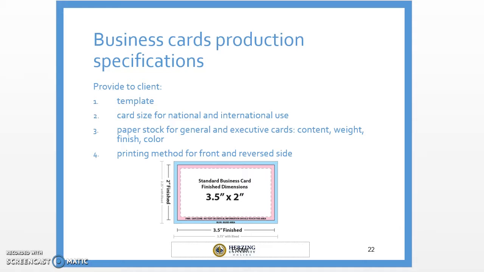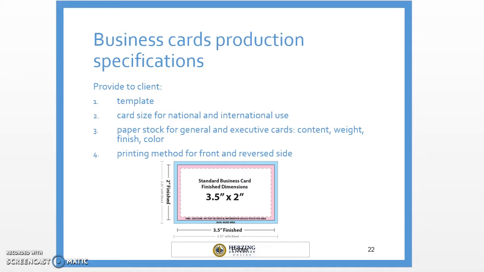Business cards, production specifications. Have a template so that all employees have the same layout and everything for their business cards so that it can represent that brand consistently. Card size for national and international use. Paper stock for general and executive cards, content, weight, finish. Usually for business cards, you don't want to just use a regular old sheet of paper. It's flimsy, it crinkles easily. You want to use some sort of higher quality card stock, and that would help the overall presentation and the durability.